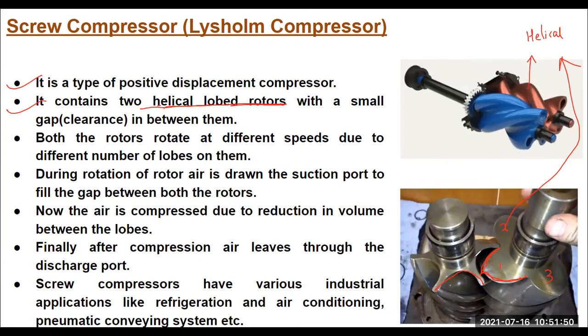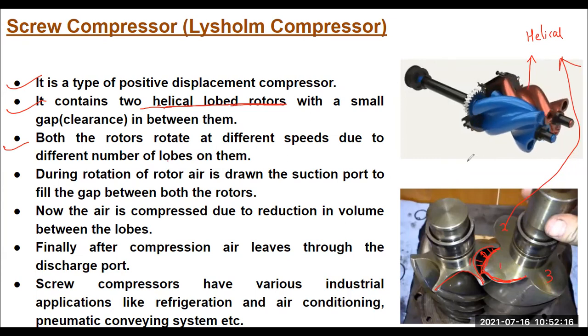So you can see among the lobes, if you consider this as one lobe and this as the second lobe, a very small gap is there in between. Some clearance they have given so that there will be less friction. Third point, both the rotors rotate at different speeds due to a different number of lobes on them.